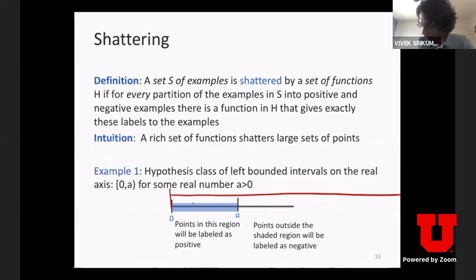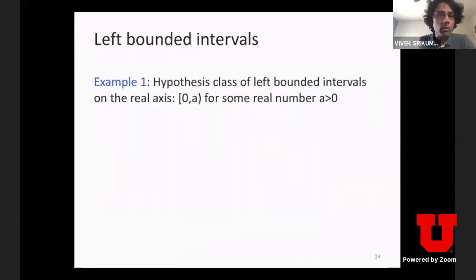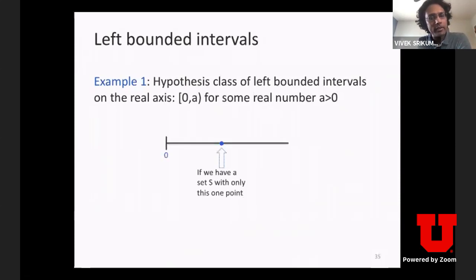So this classifier here would say this is positive, and everything outside is negative. And if you change a, you'll get a different classifier. We can now start thinking about, let's take a few sets and see if the class shatters them. Let's say we have a set with only 1 point. It doesn't matter where it is, anywhere on the positive real line. We can ask, does this set get shattered by the class of left bounded intervals?